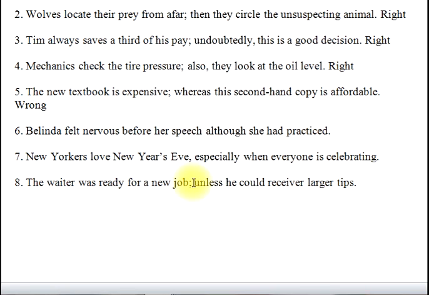The waiter was ready for the new job unless he could receive larger tips. Can we take out that? Can we put a capital U here? Do we have two properly made sentences now? The waiter was ready. This is a prepositional phrase. We don't even have to think about that one. We'll just scratch it out for right now. Was is your verb. Who or what was? The waiter, subject. The waiter was who or what? Ready. Is this saying the waiter was a ready man? A ready waiter? Yes. So this is subject, verb, subject, complement.